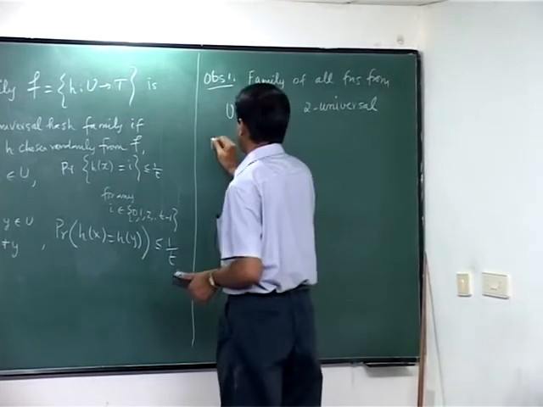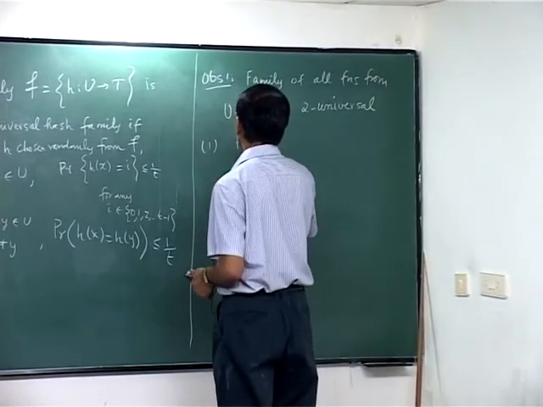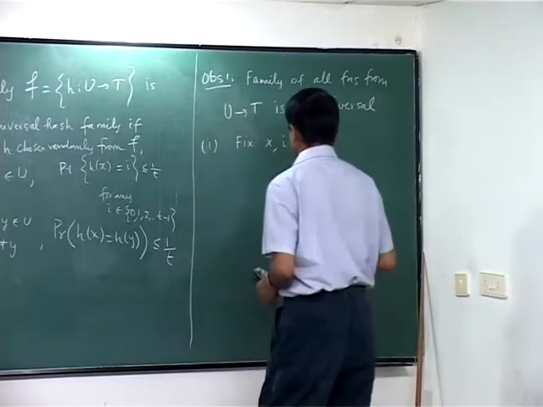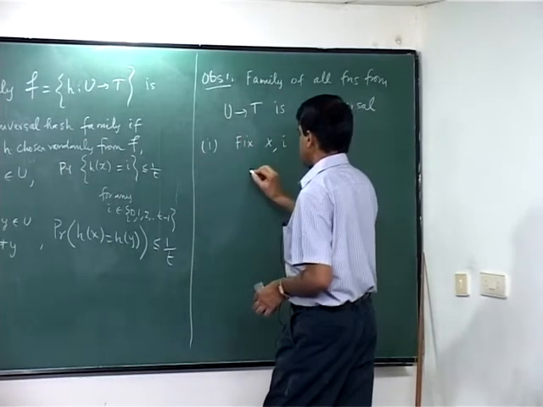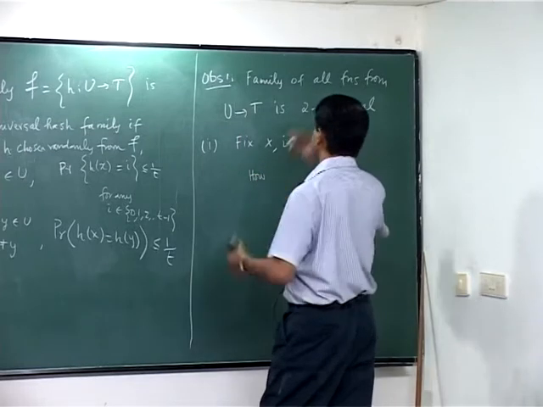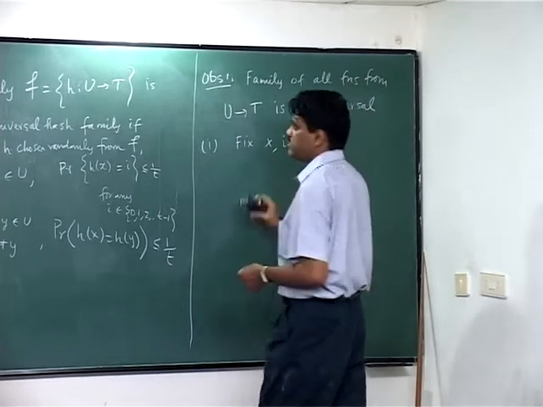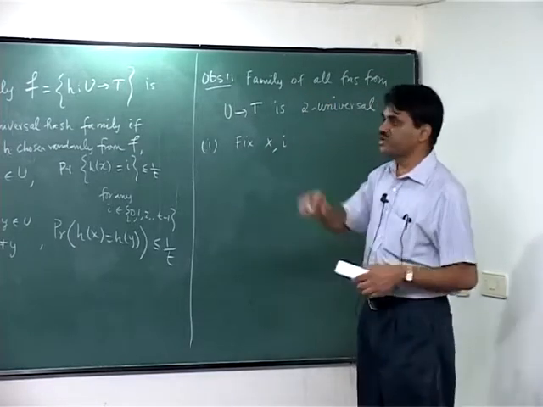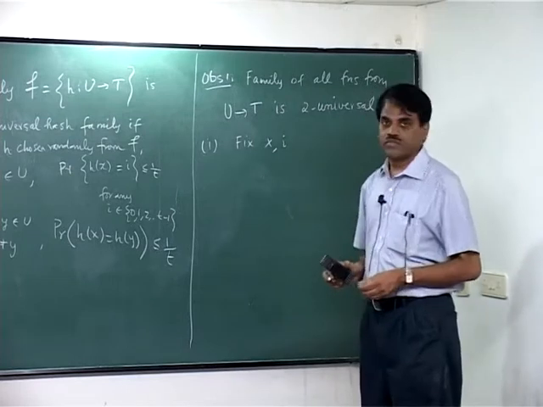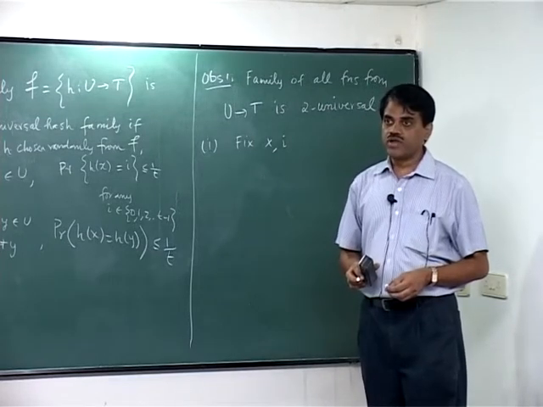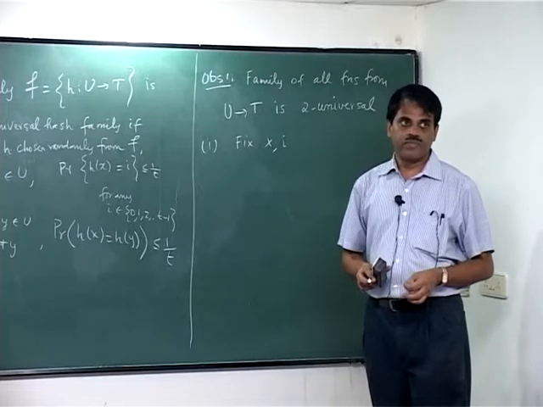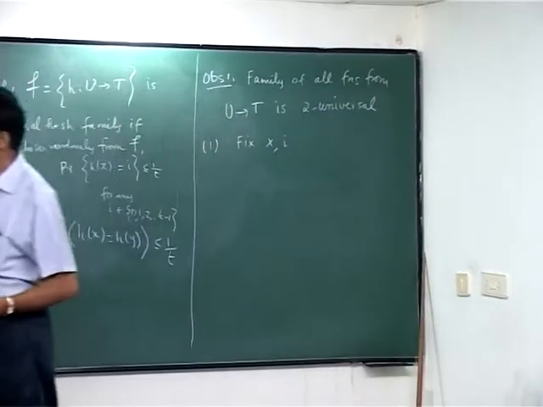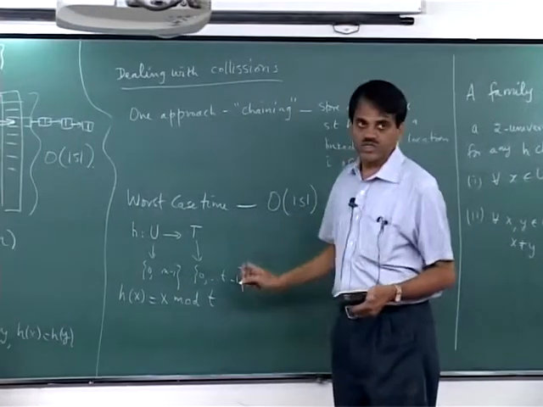Right? So let's verify this condition 1. Fix x and i. How many functions are there in total? What is the size of this? How many functions are there from U to T? T power M. Because U is of size 0 to M minus 1, T is of size 0 to T minus 1.